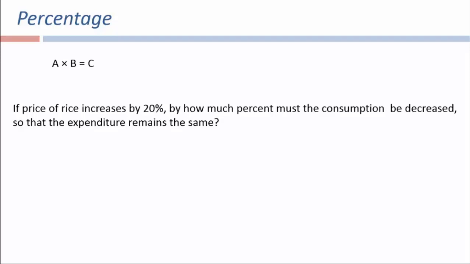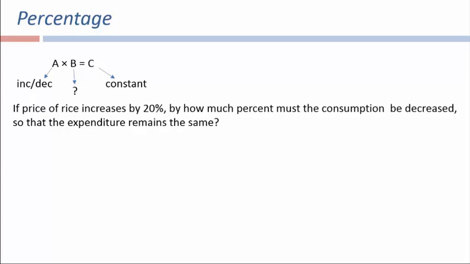Now there is one more variety of problem that is frequently asked in the exam. Earlier we saw that A and B were either increased or decreased, and the overall percentage change in C was asked. But in the next variety that we are talking about, A will either increase or decrease by a certain percentage, and you will be asked by how much percent B should be increased or decreased so that the result C does not change. So A will either increase or decrease, and C will remain constant. You have to calculate by how much percent B should be decreased or increased respectively. So let us see an example based on this logic.